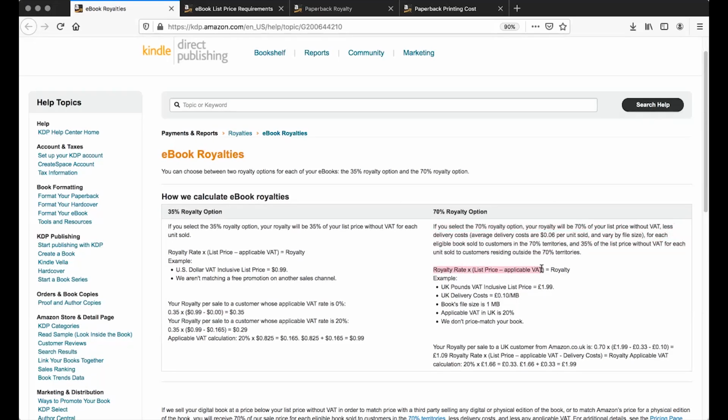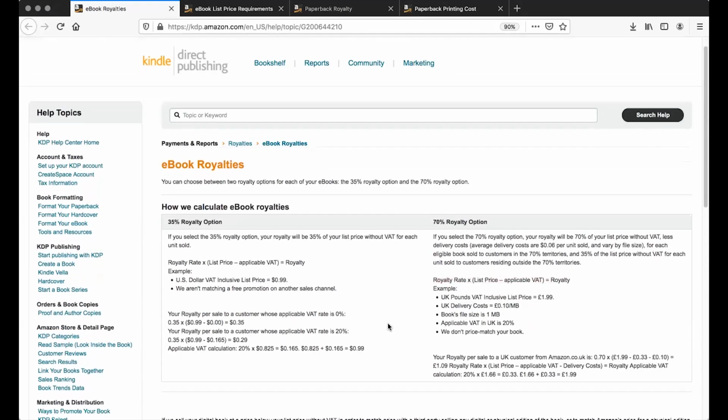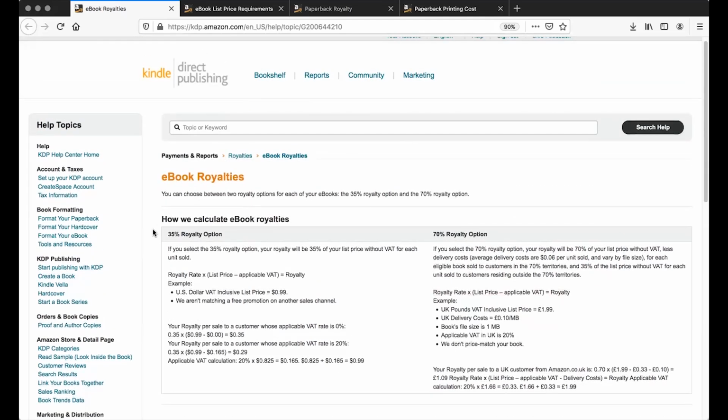So this is the calculation right here. Royalty rate times list price minus VAT equals royalty. So that's how you find out your royalty rates. And if you're like, well, what's the difference between earning 35% and 70%?